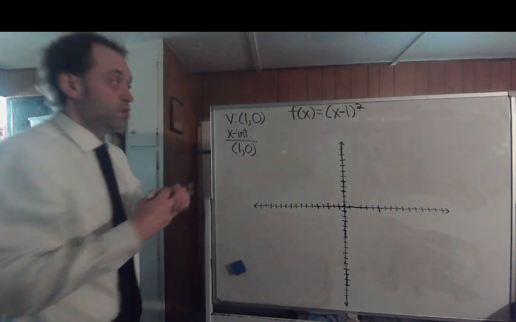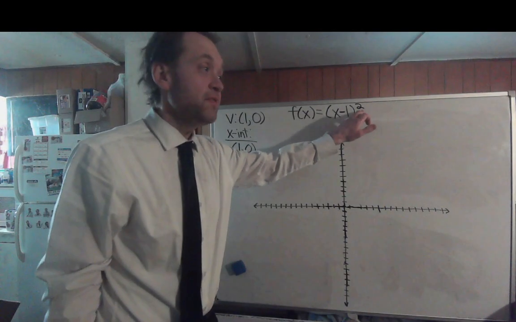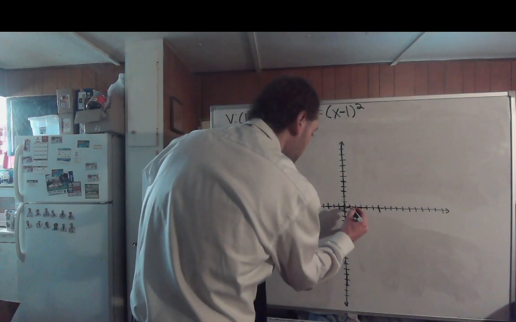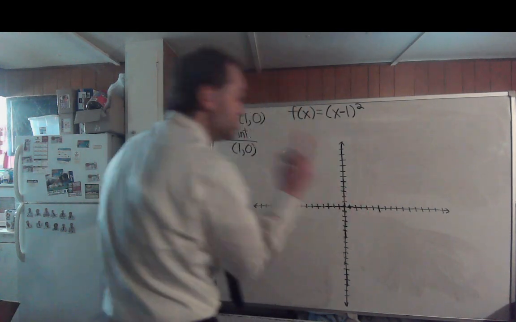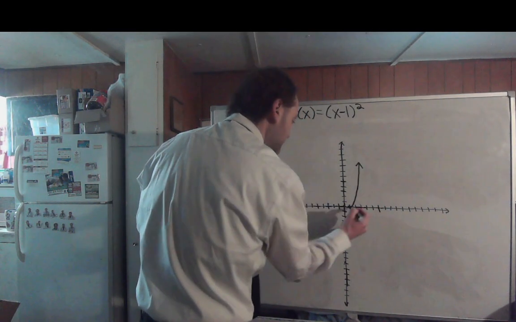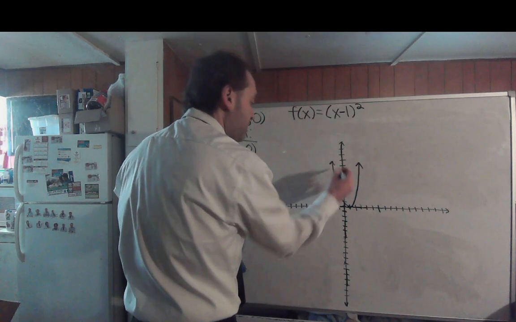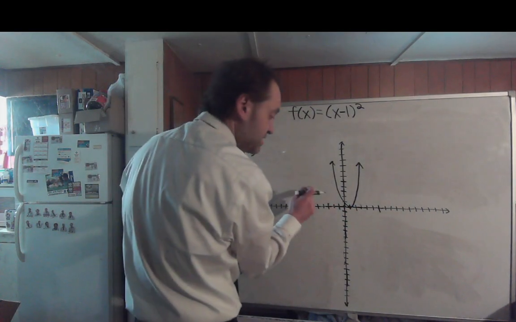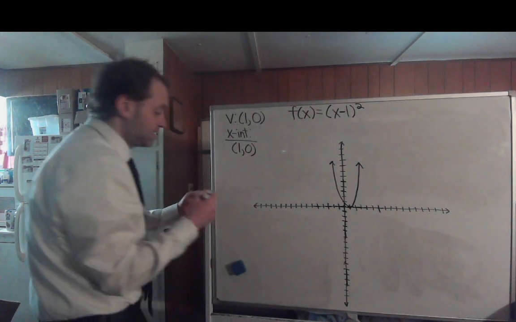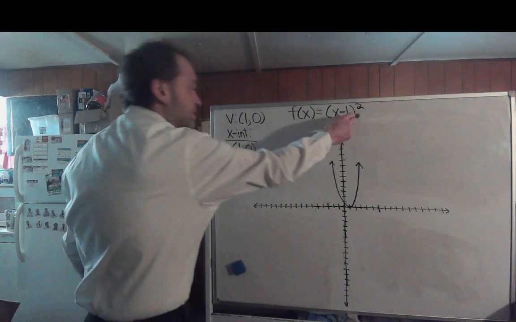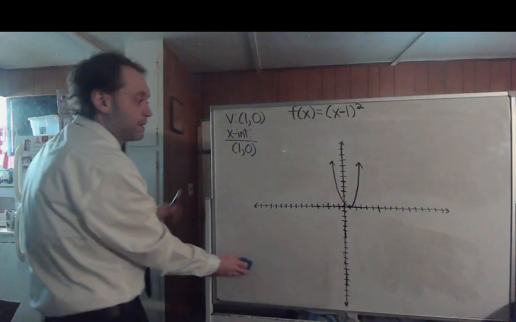Well, notice this factor is raised to an even power. Remember, if it's even, you touch. So here is going to be your 1, 0. It just touches there. So your graph is going to look something like this. Notice it touches the x-axis. It still touches it, making it an intercept, but it doesn't cross at all. It just touches the axis. That's what it does when a factor is raised to an even power.